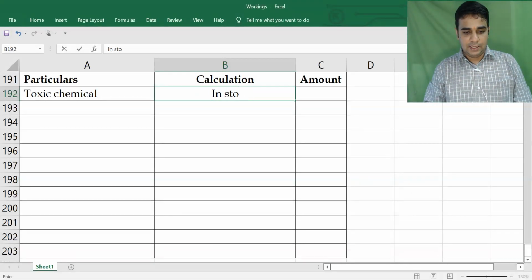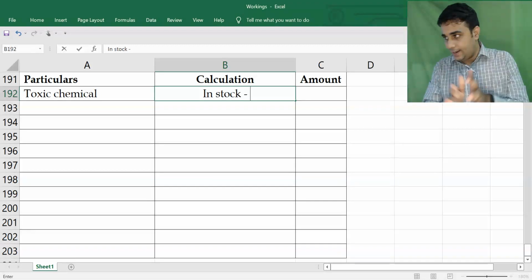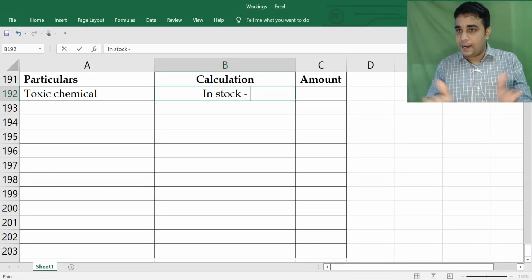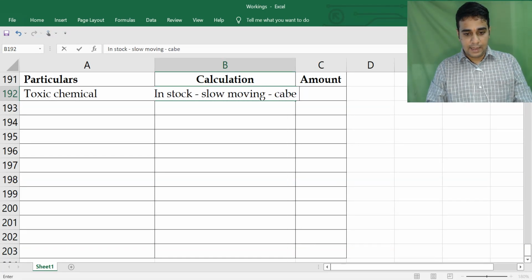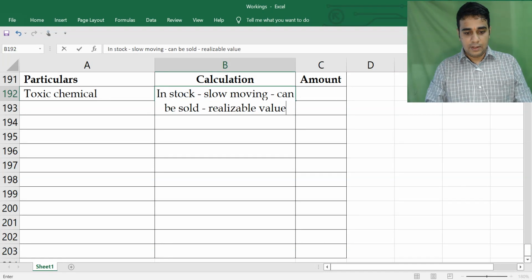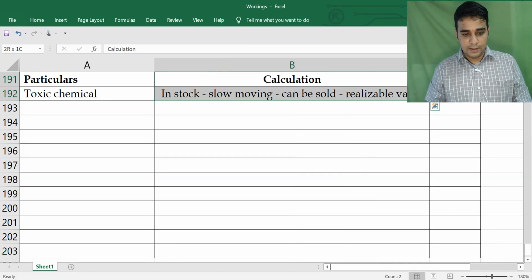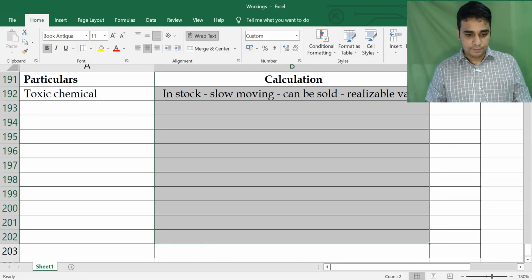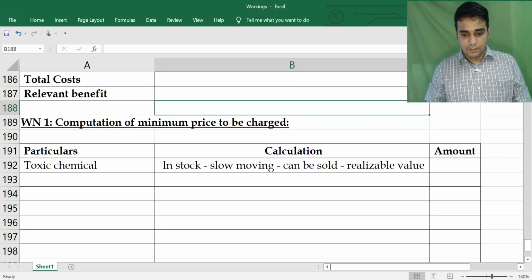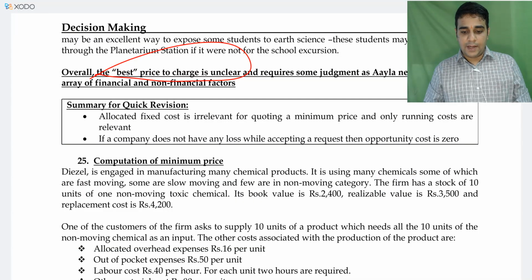So in the explanation, you may have to write a detailed explanation from an exam point of view, maybe expand this explanation and then write it. In stock, slow moving, can be sold. Realizable value. The realizable value is given as 3500.